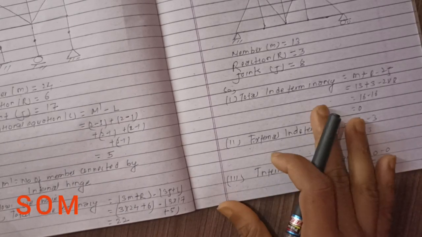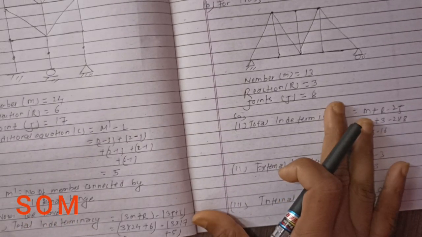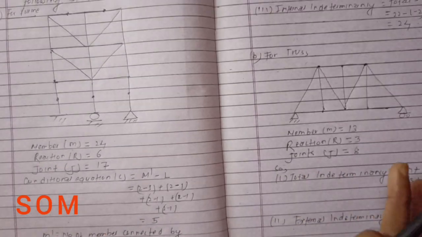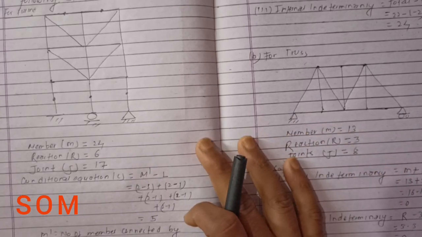So this is how we calculate the total, internal and external indeterminacy in the case of frames and trusses. Just read these 4 formulas and you can solve any frame and truss.